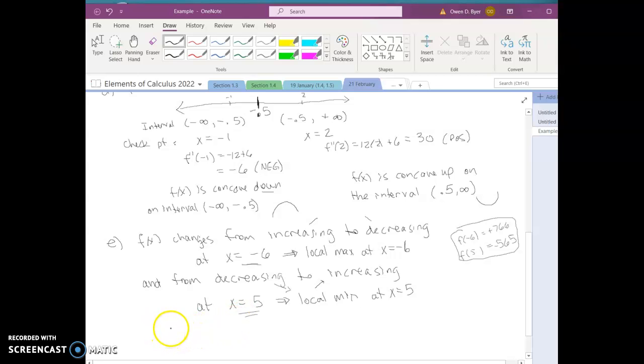So we will say here we have a local maximum, by local meaning it's the highest in that area, of 766 when x equals negative 6, and we'll have a local min value of negative 565. It's much smaller when x equals 5.